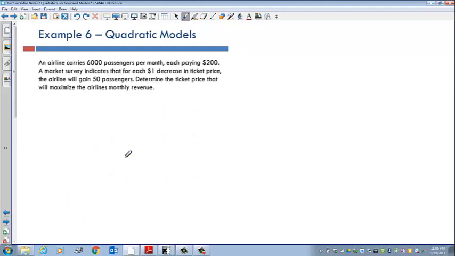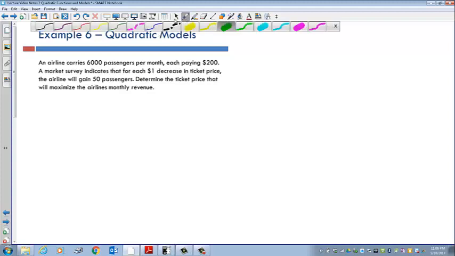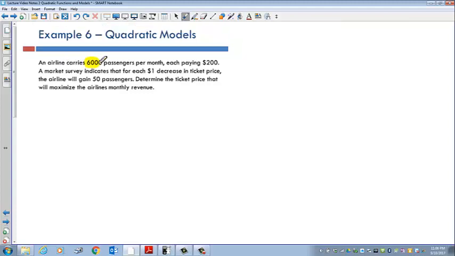All right, so that was a geometric problem. The next type of problem is sort of a table problem. And I enjoy table problems too because you can really see the formula and how formulas actually work. So on this one, an airline carries 6,000 passengers per month, paying $200, and a market survey indicates for each dollar decrease in ticket price, the airline will gain 50 passengers. Determine the ticket price that will maximize the airline's monthly revenue.